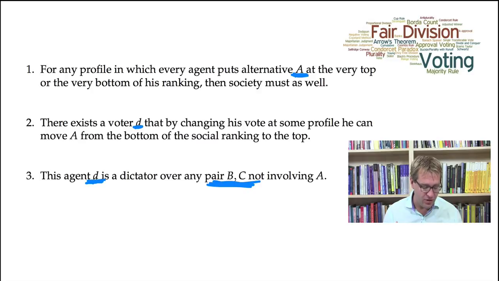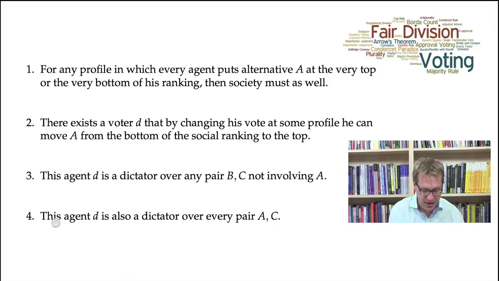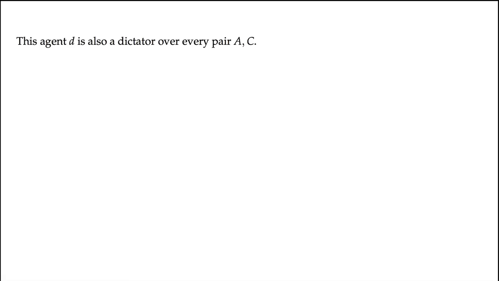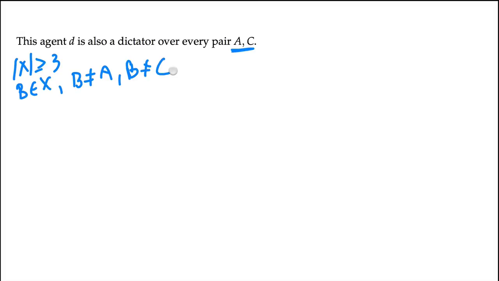But what we really want to show is that D is a dictator over any pair of alternatives. So that's what we now need to show, that D is in fact a dictator over every pair of alternatives A and C. So the last thing we have to show is that D is a dictator over every pair of alternatives A and C. We do that by recalling that there are at least three alternatives. Since there are at least three alternatives, there must be this candidate B, such that B is not the same as A and B is not the same as C. So we have this third possibility, this third alternative.